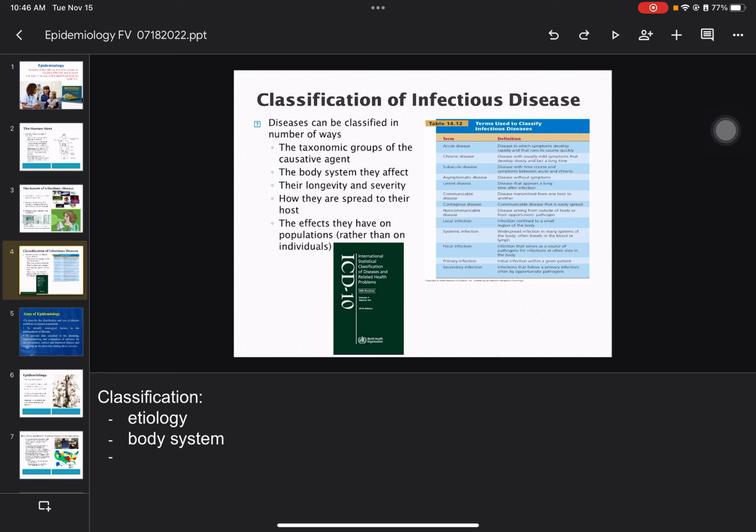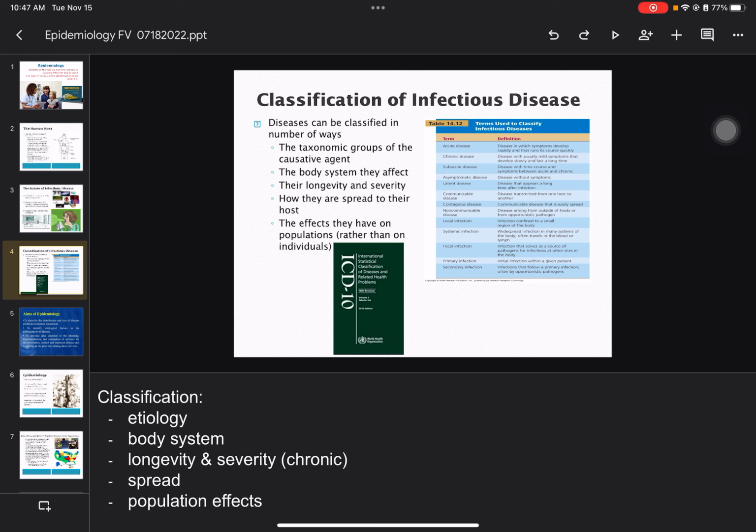We can do it by longevity and severity, right? So a person might have a chronic infection, they might have an acute infection. Acute is right now, chronic is long term. Are you with me? So we can always talk about how they spread. Are they communicable? Are they non-communicable? Are they only spread through droplet nuclei? Or are they only spread by foodborne, by eating food? Are they only spread by drinking contaminated water? Can you breathe it in? What is the deal, right? Or we can talk about how they affect populations.